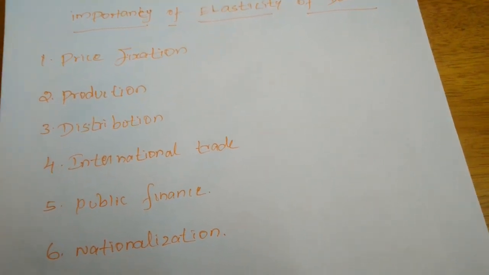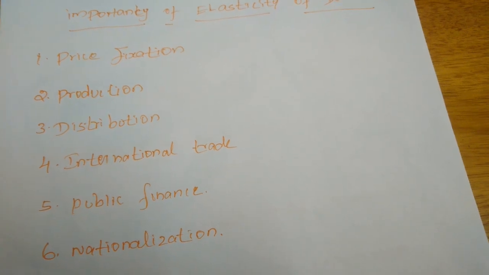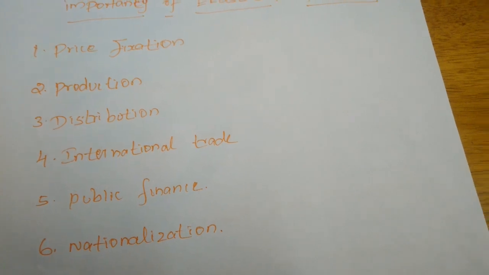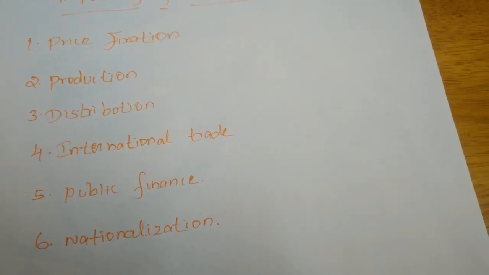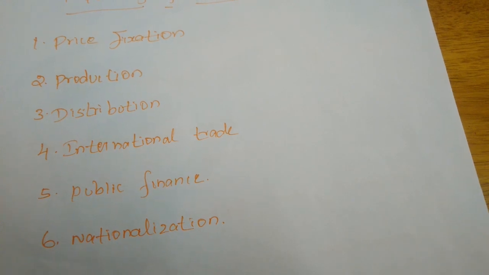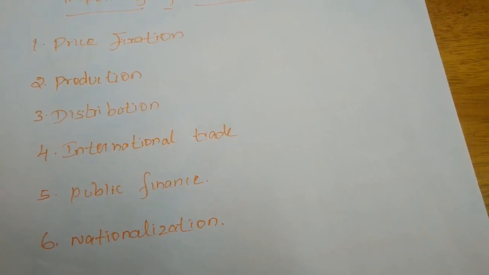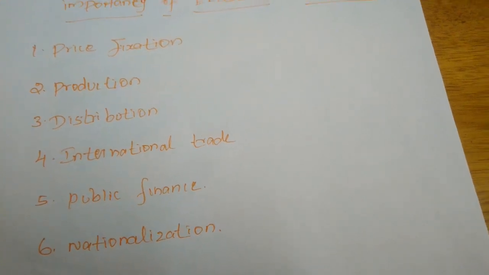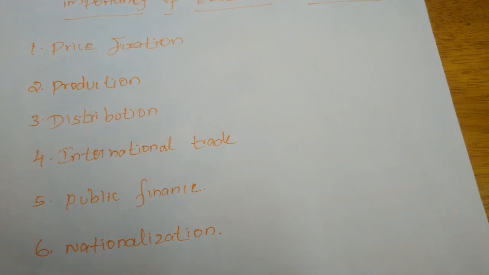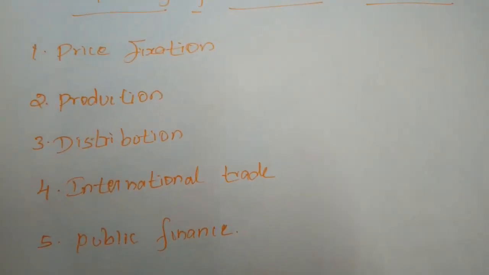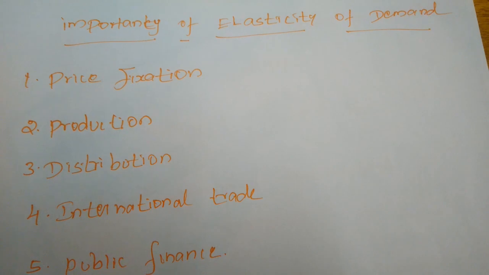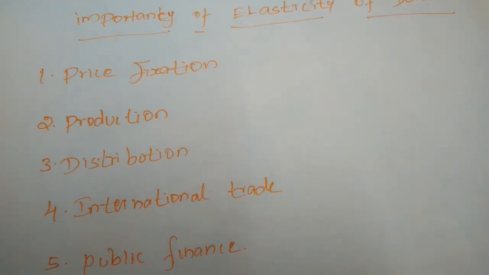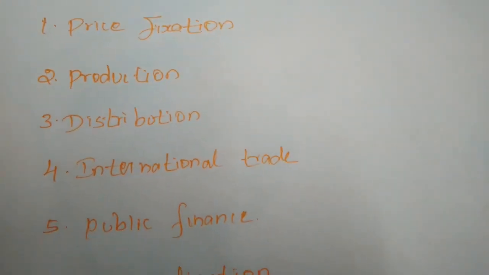Even under perfect competition and imperfect competition markets, the price will be fixed by the owners. Suppose the demand for that commodity is inelastic, then the monopolist and some of the sellers will also fix a higher price. So it is on the basis of the elasticity of demand that they fix the price for their commodities. Next, production.